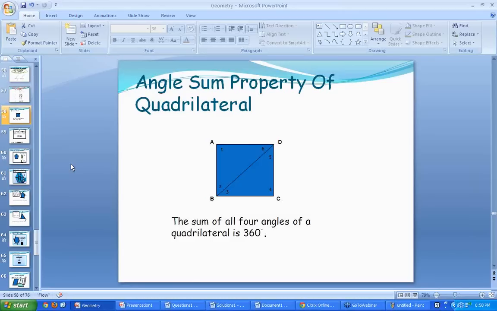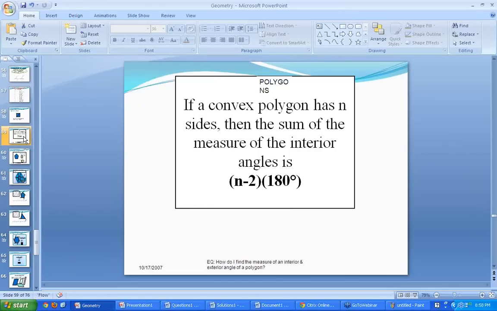angle sum property of a quadrilateral. Sum of all four angles of a quadrilateral is 360 degrees. In fact, there is a formula also, which I would like to share at this point of time. If a convex polygon has n sides, then the sum of the measure of the interior angles is (n minus 2) into 180 degrees. Now you can use this formula to calculate the sum of the measures of the interior angles of different shapes.